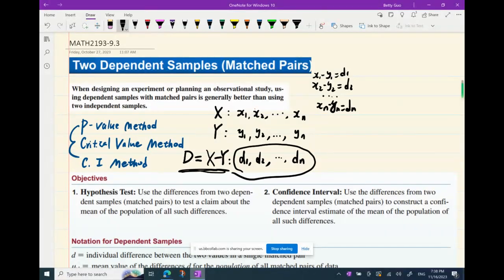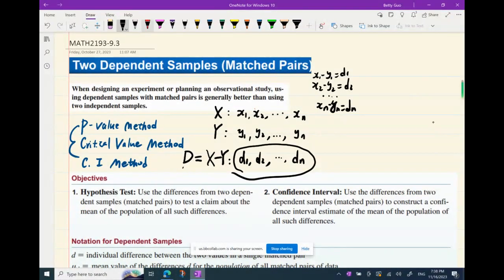For example, earlier we have x as the IQ score of the husband, y as the IQ score of the wife. Then D would be the difference of the IQ scores of the couple. We use the IQ score of the husband minus the IQ score of the wife, and it will represent a population. The population contains all the differences of the IQ scores of all the couples. You know what I'm saying?